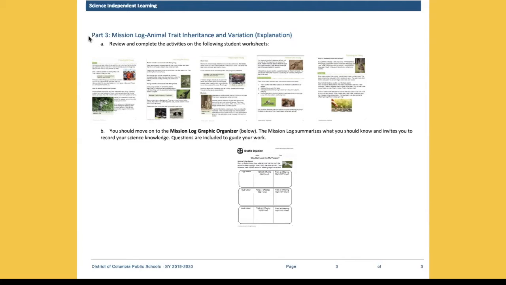Let's start at the top. Part 3, Mission Log, Animal Trait Inheritance and Variation. A. Review and complete the activities on the following student worksheets. Again, yours will look different because these are the ones from Part 2. I will show you Part 3 in just a moment.